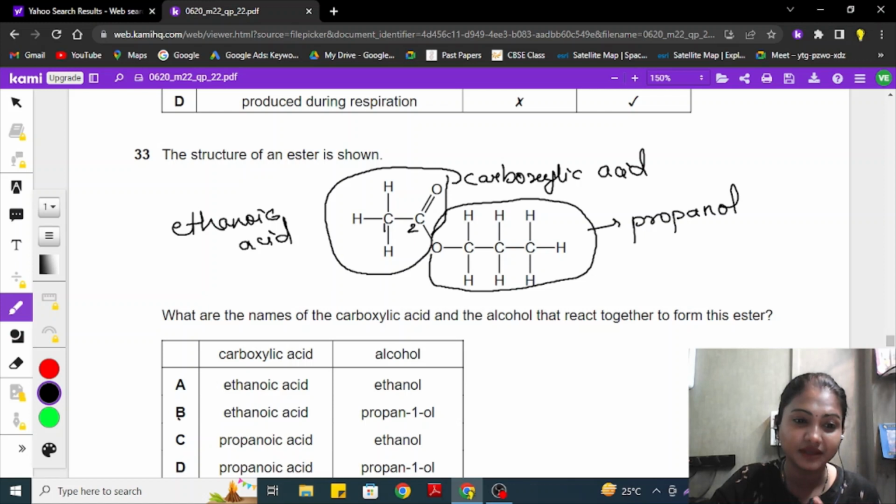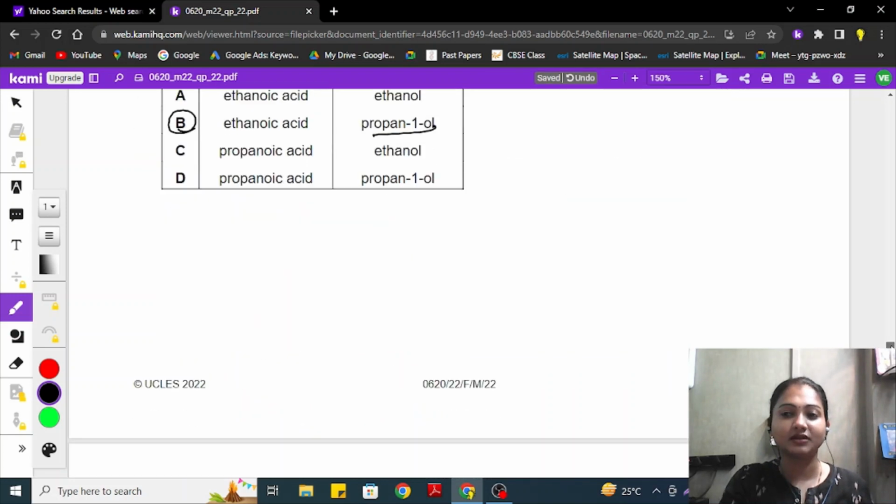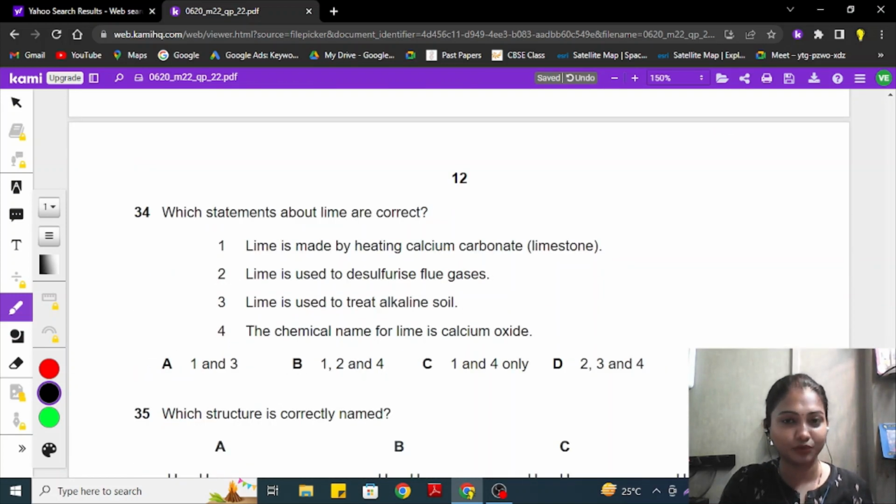Definitely option B, as I just mentioned. It is ethanoic acid, the carboxylic acid, and the alcohol is a propanol. Propan-1-ol, because it is attached to the first carbon atom. Always remember, when you study the nomenclature as per IUPAC, you have to number the carbon atoms.